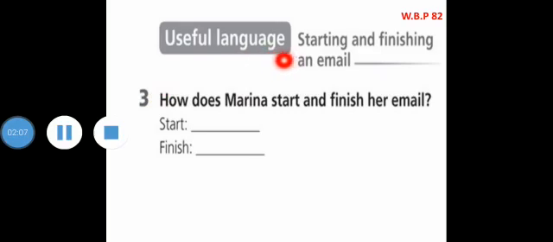Now, let's move to question number 3, and this section is about useful language. How do we start and finish an email? Do not forget that we can start an email by using phrases such as thanks for your message, how are you, I hope you are well. And we can finish an email by using phrases such as please write soon, speak soon, looking forward to hearing from you, and write again soon.